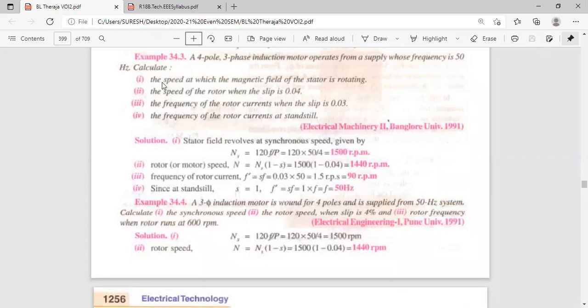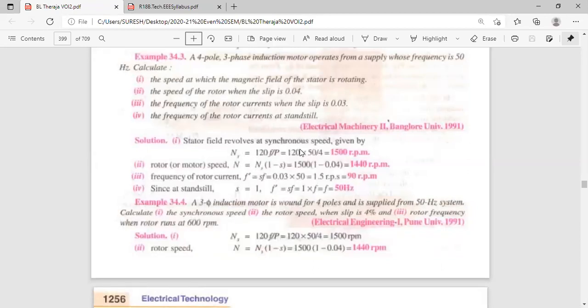This is your first bit: the speed at which the stator is rotating. Stator speed is Ns. What is the second bit? Speed of the rotor. Slip they are giving: S is equal to 0.04. So the speed of the rotor formula I had told: N is equal to Ns into 1 minus S. Ns we have calculated, we are getting 1500 RPM. S they are giving 0.04.